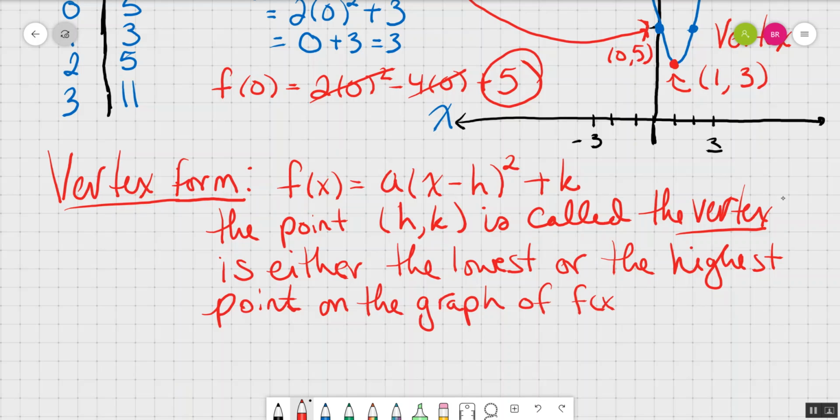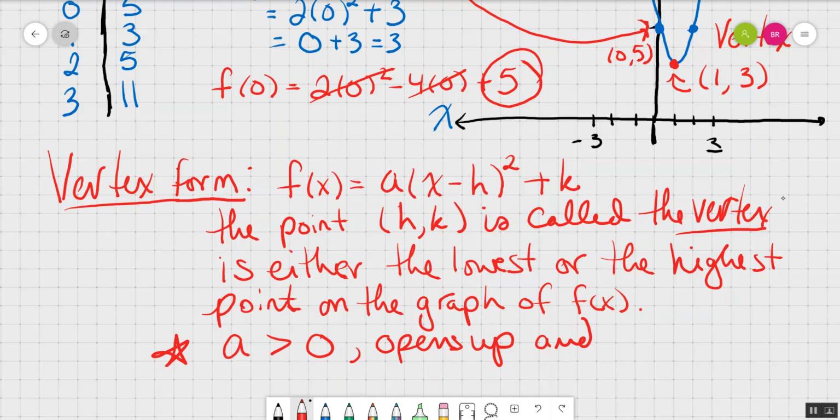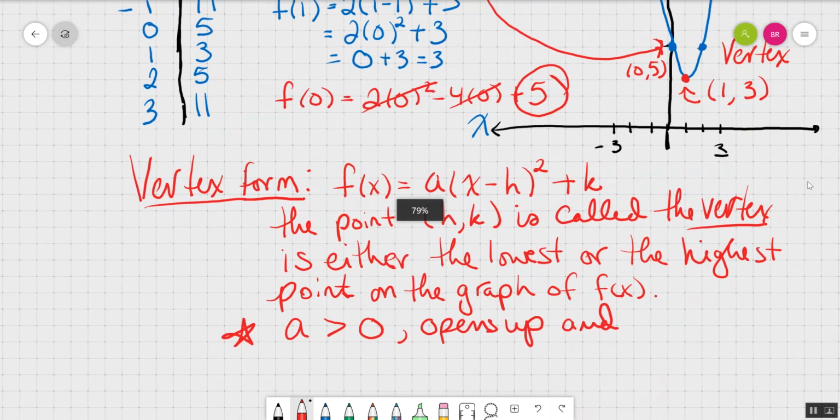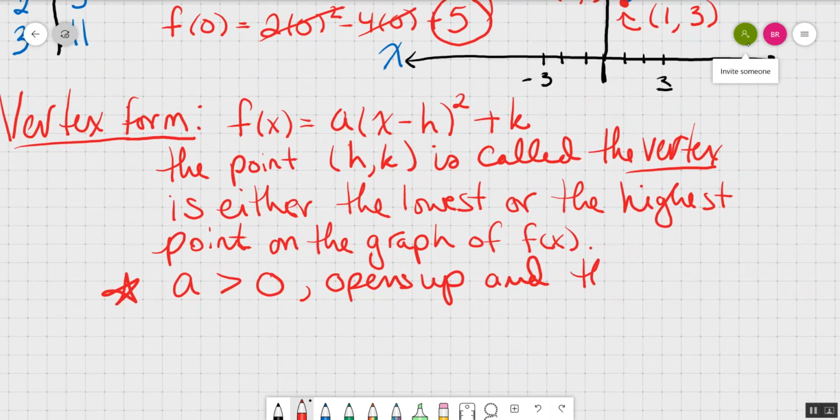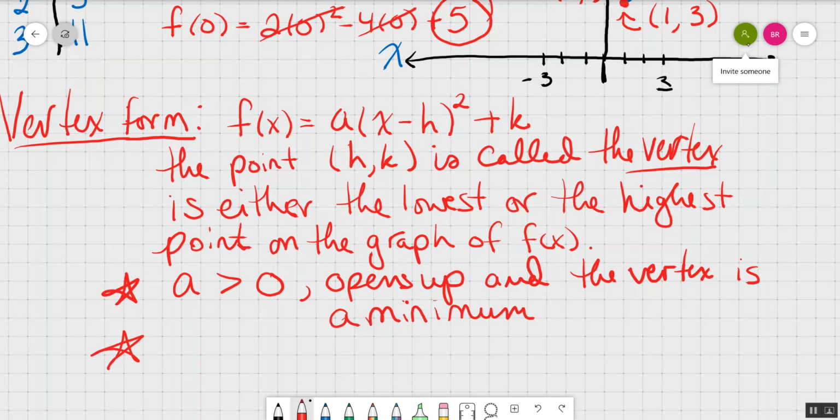of f of x. So what's interesting about that is if you remember how we can tell if the parabola opens up or opens down, we hopefully remember that if the value of a is positive, we get something that opens up, and the vertex will be the smallest value, like what we saw here. Or minimum. So it'll appear at the bottom of the parabolic arc.